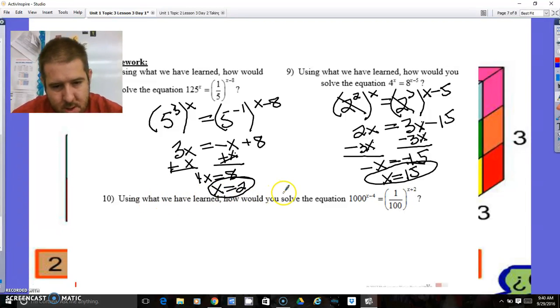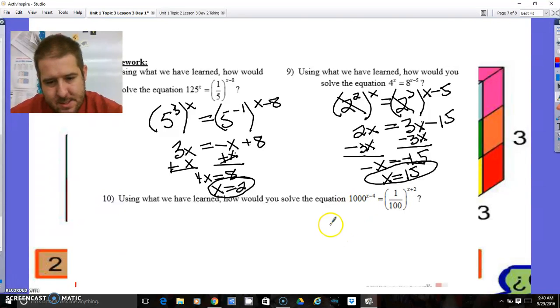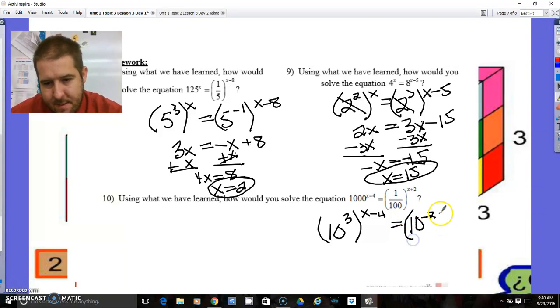Use what you have learned to solve. How would you solve this equation? Okay, I'm going to make them both base 10. 1,000 is the same thing as 10 to the third power. 10 times 10 times 10. Leave the x minus 4 there. Equals 100th, which is the same as 10 to the negative second. Leave the x plus 2 there.